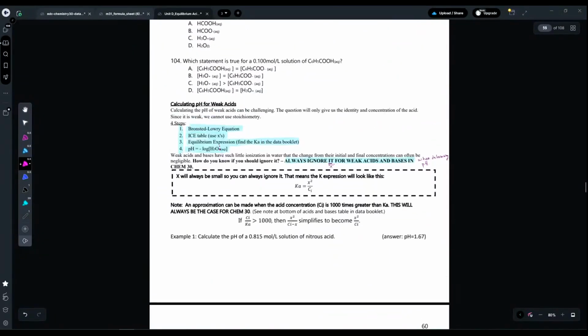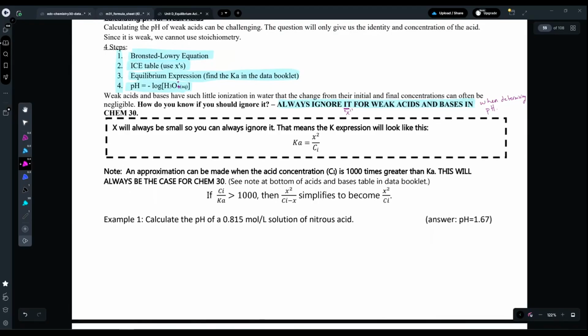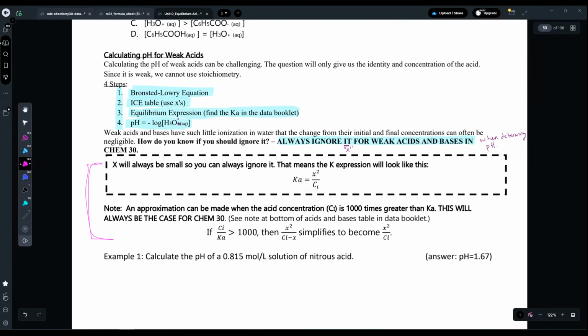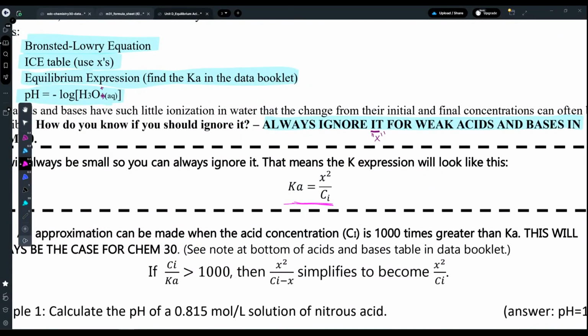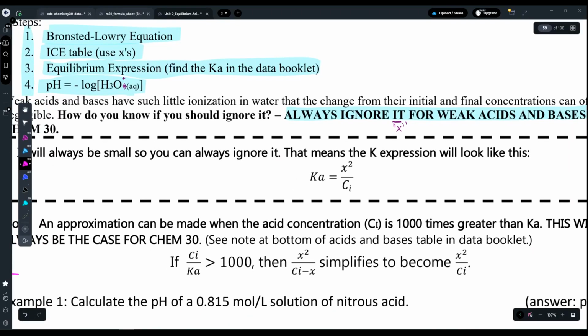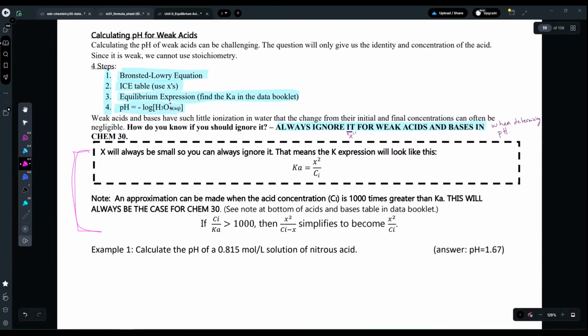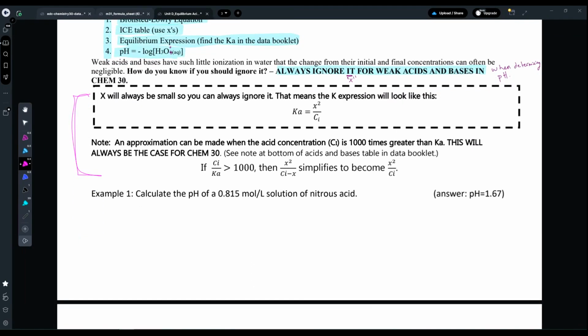Now, going back to the questions that we are talking about, since we are finding pH for weak acids, we are going to ignore the minus x. This does go on to talk a little bit more about ignoring x and what that will cause your equilibrium law expression to look like. So it'll be Ka is equal to x squared divided by the initial concentration of whatever weak acid that you're talking about. But let's just see this in practice here.